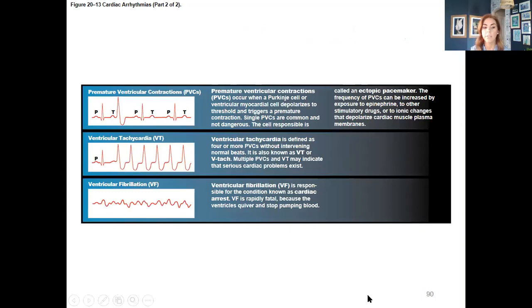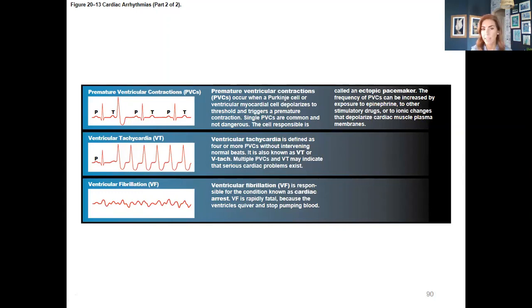So if we look here, this is ventricular fibrillation. Ventricular fibrillation is responsible for cardiac arrest, and it is rapidly fatal. So now if you're looking at this picture, you see that it looks absolutely nothing like a normal ECG printout. If the ventricles quiver too much and they stop pumping the blood to the rest of the body, then obviously it has no oxygen and no nutrients, and it's not going to go well.